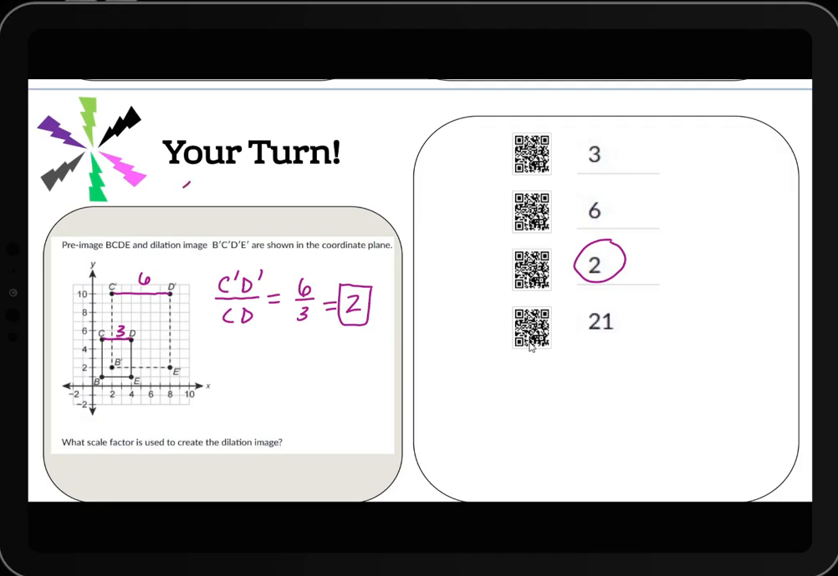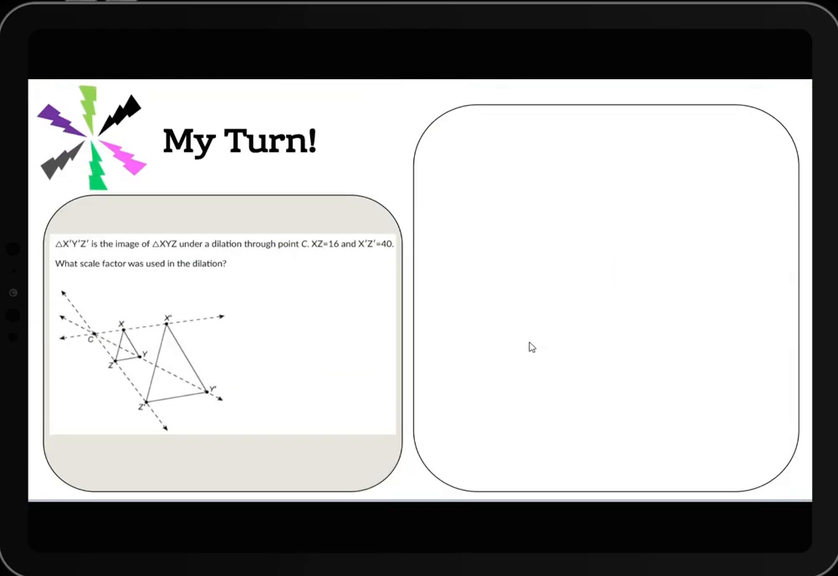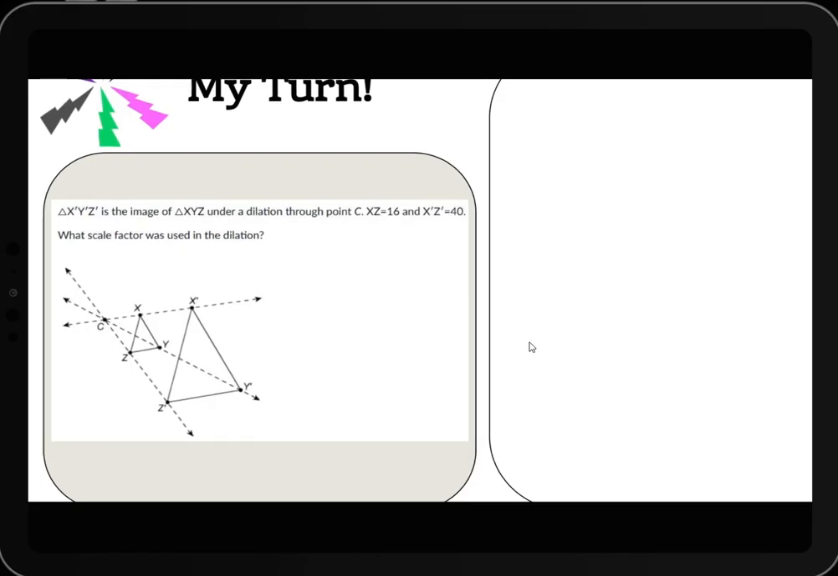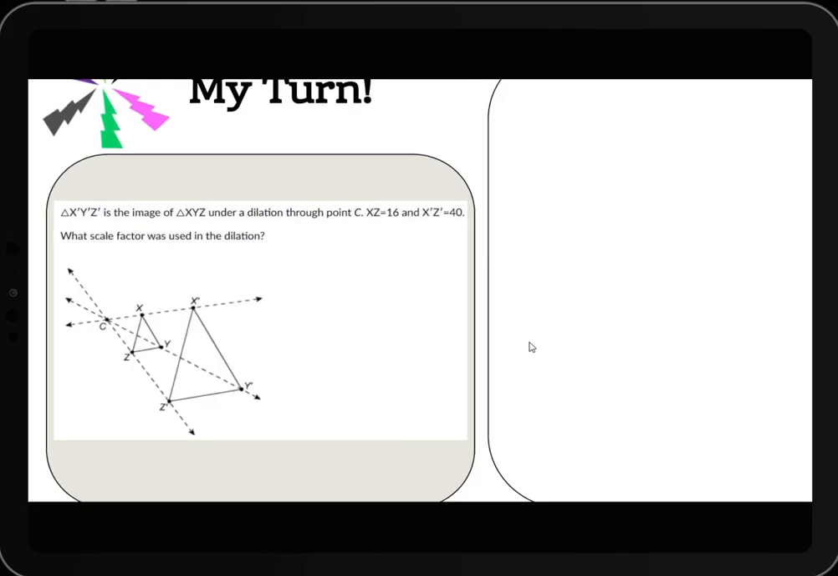I would maybe reference this as an exit ticket help slide. In this example here, I have to figure out this factor of dilation. I'm not in the coordinate plane, but I do have the lengths of x prime, z prime, which is this length, and this length. So x prime, z prime divided by xz is going to equal 40 divided by 16, which reduces to 5/2. And that is going to equal 2.5.